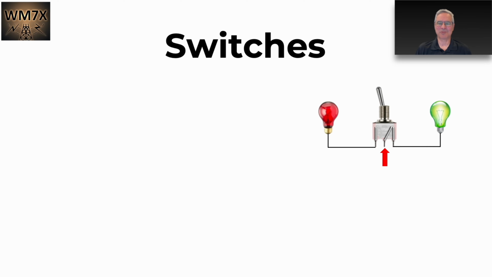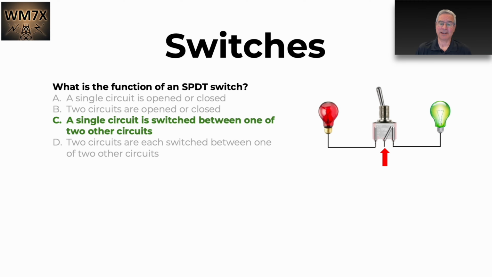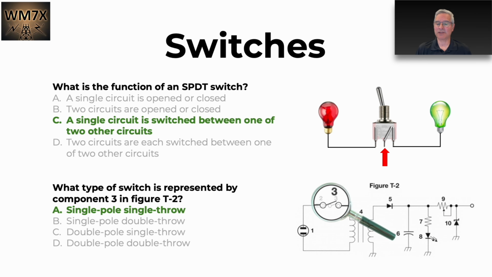And the exam really just wants to be sure you know which kind of switch is which. So we just learned that SPDT, single pole double throw, they take one circuit in and let us choose between two circuits out. And when we look at component 3 in the figure, we see just a single pole and we see just one way to throw it. So that's a single pole, single throw switch. And figure 3, by the way, is your first schematic.